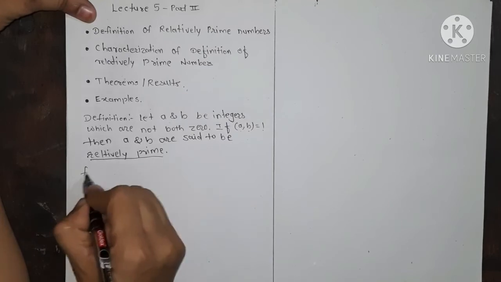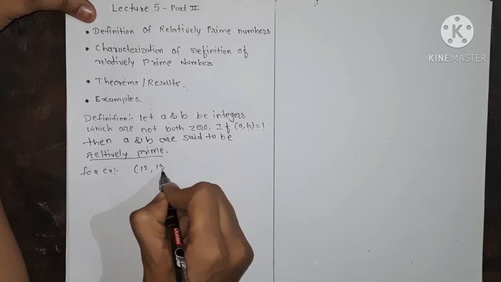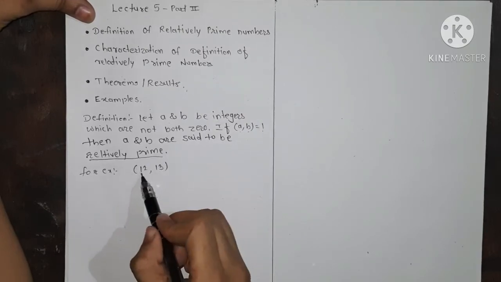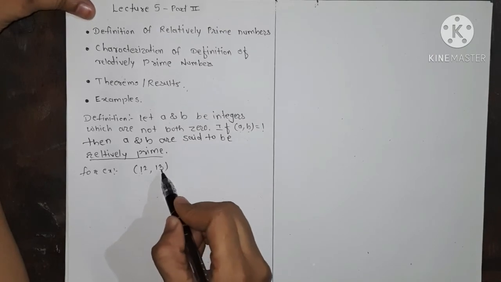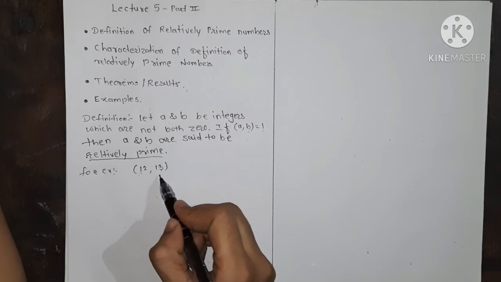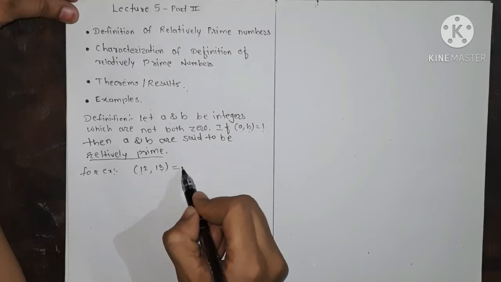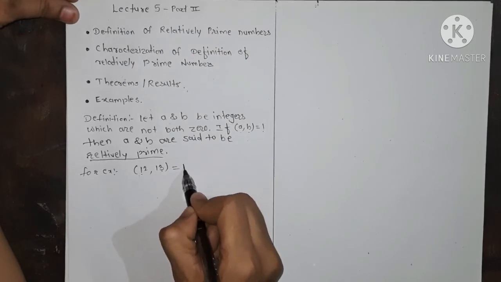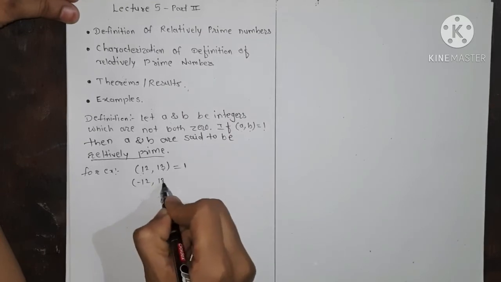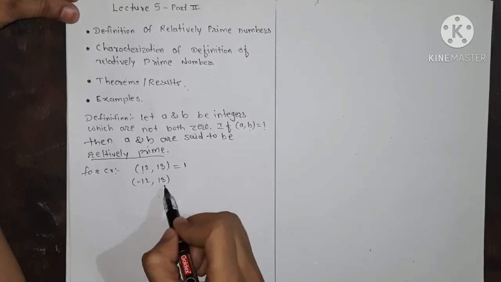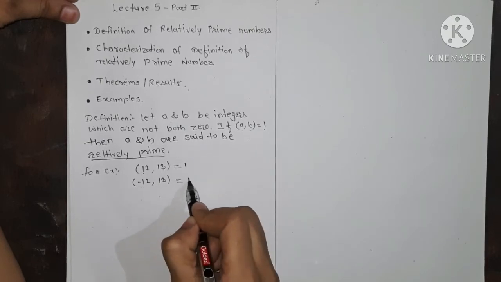Okay, for example, the GCD of 12 comma 13. What is the GCD of 12 comma 13? As 13 is prime, it has only two divisors, 1 and 13, and hence there is no common divisor other than 1. So the GCD of 12 comma 13 is equal to 1. We can take the GCD of minus 12 comma 13 also, because the GCD of negative numbers is also positive, and therefore the GCD of these two numbers is also 1.